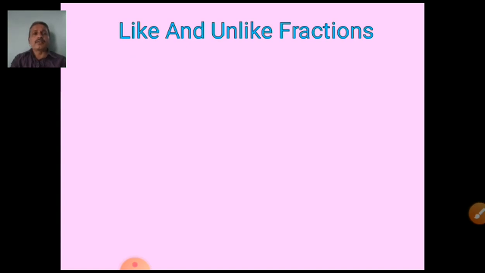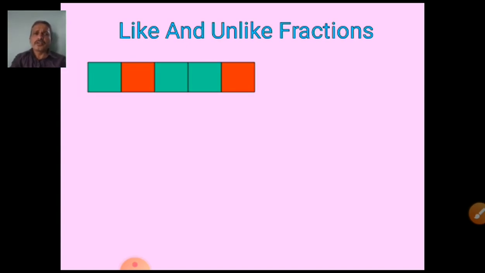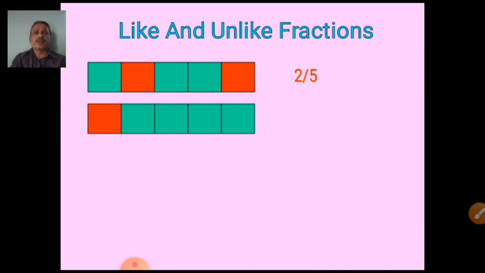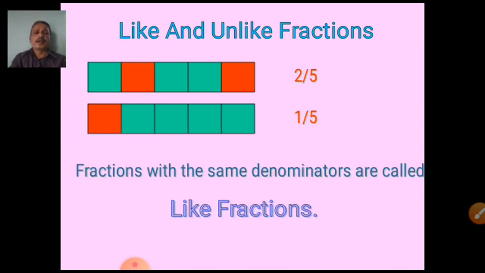Like and unlike fractions. Very easy topic, students. You already studied. Here some fraction parts are given. Strips are given. You can find the colored one. First one has 2 colored, red, and 5 total. 2 upon 5. This is just 1 upon 5. These are called like fractions because the denominators are equal.